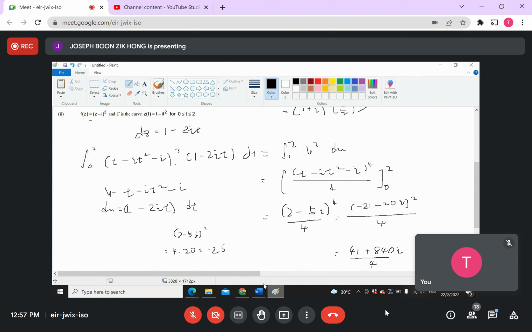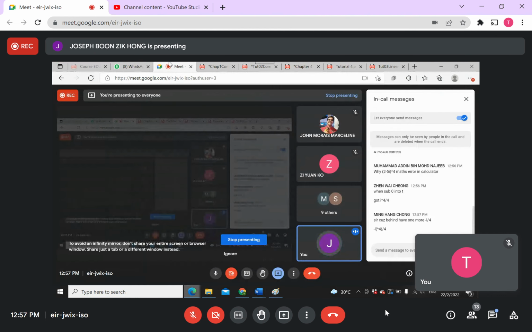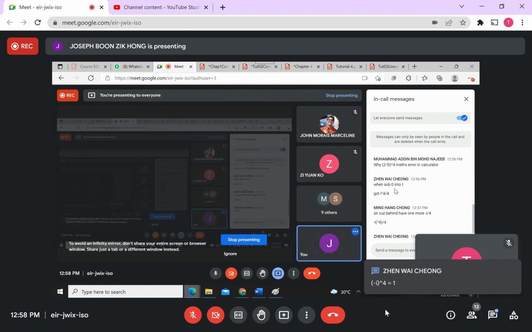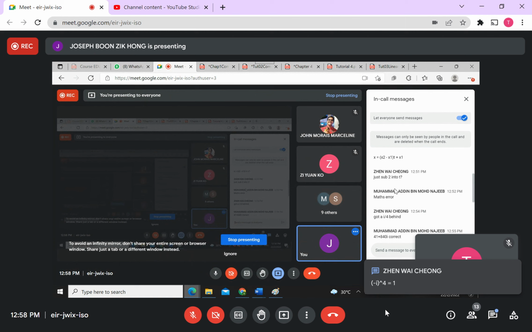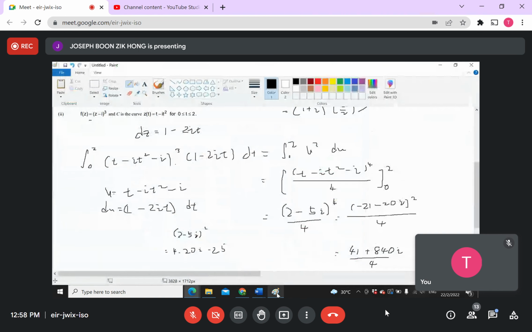Okay, and then continue question 8, 9, and 10. If you have no questions, go? I don't know why, but how I'm doing it is I power of 2 and then power of 2 again. Close behind, got one more.